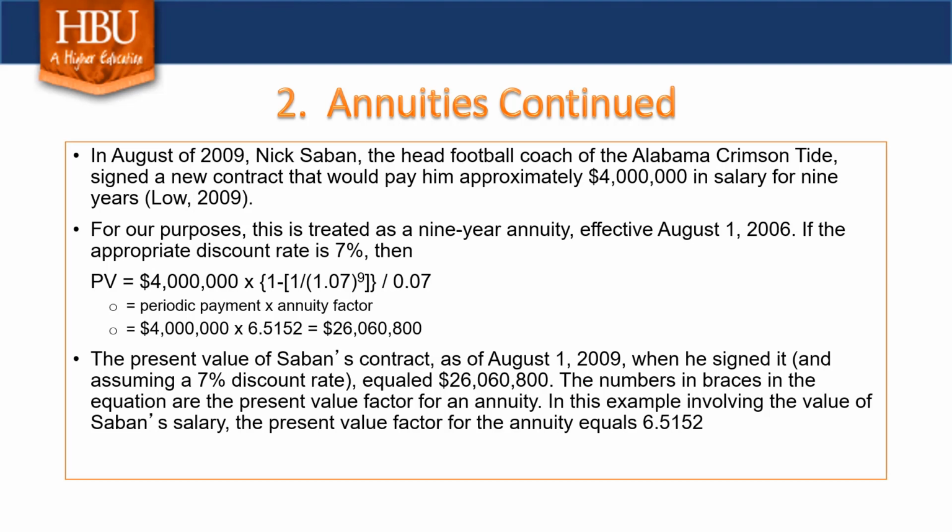For our purposes, we're going to treat Saban's contract as that 9-year annuity. If the appropriate discount rate is 7%, we come to find out that the present value of Saban's contract when he signed in August of 2009, assuming that discount rate, equaled $26 million. How did we get that? In this example, we involve the value of his salary, and then our present value factor of annuity is that 6.5. We're going to talk a little bit in just a second about making sense of this, including risk and discount rates and/or interest rates.